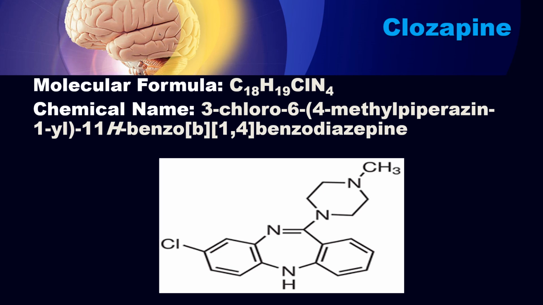Clozapine. The molecular formula is C18H19ClN4. The chemical name, it is 3-chloro-6,4-methyl-piperazine 1-aryl-11H-benzo-b,1,4-benzodiazepine. The structure of clozapine.